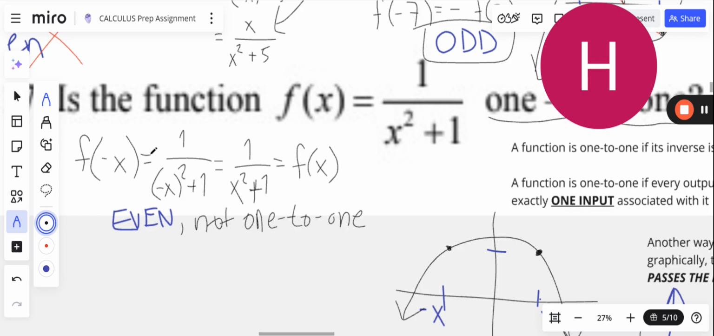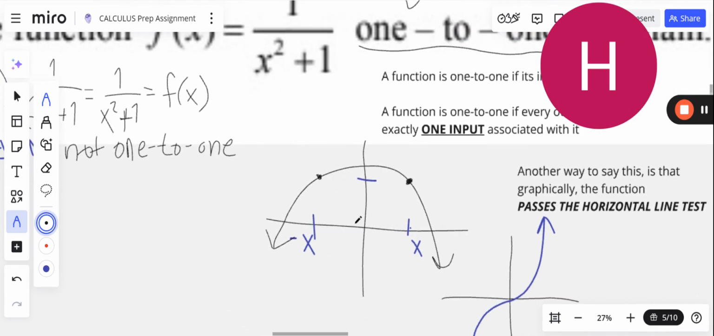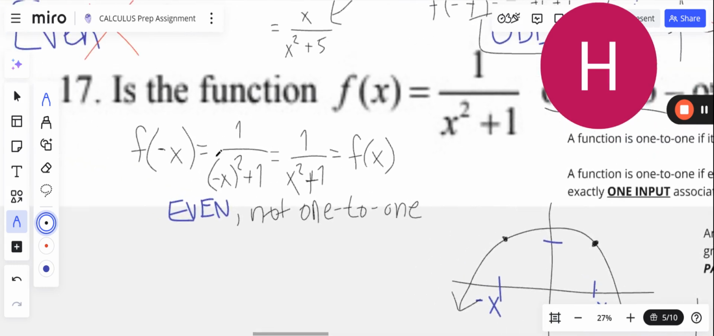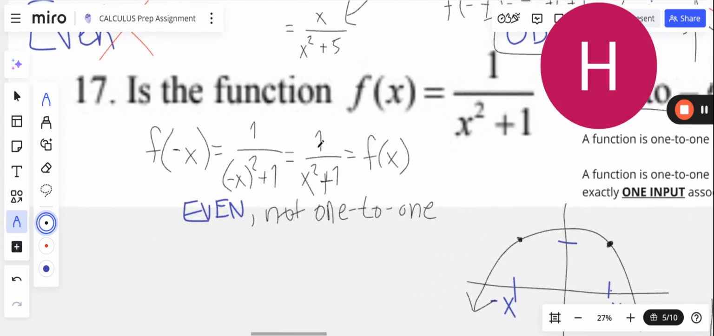It was really easy to check that it's an even function, and since I know what even means graphically, I can say with confidence that it's not 1-to-1. Now let's find the inverse, and I'll confirm that algebraically.